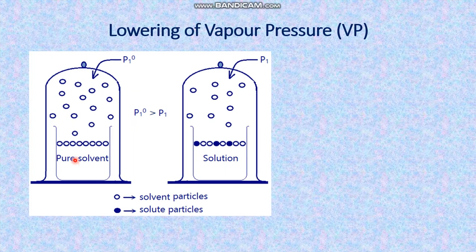In order to understand relative lowering of vapor pressure, we have to take a pure solvent and enclose that solvent with the help of a bell jar. This is the surface of that pure solvent, where only the molecules of the pure solvent are present, and some particles or molecules are coming out of the solvent. These are in the vapor phase, and these molecules are responsible for the partial vapor pressure of that pure solvent, which is P10.